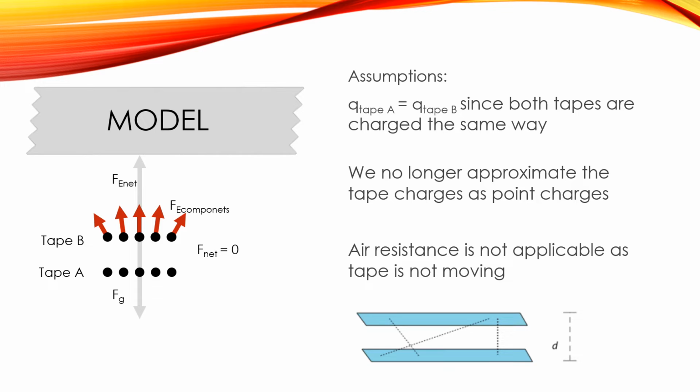In this model, we're making assumptions that the charge of tape A and charge of tape B are the same because we created them the same way, and we're no longer assuming that the tape charges are point charges. Air resistance is not applicable because we're not trying to accelerate the tape. We're trying to hold it in this equilibrium state where the F net is zero.